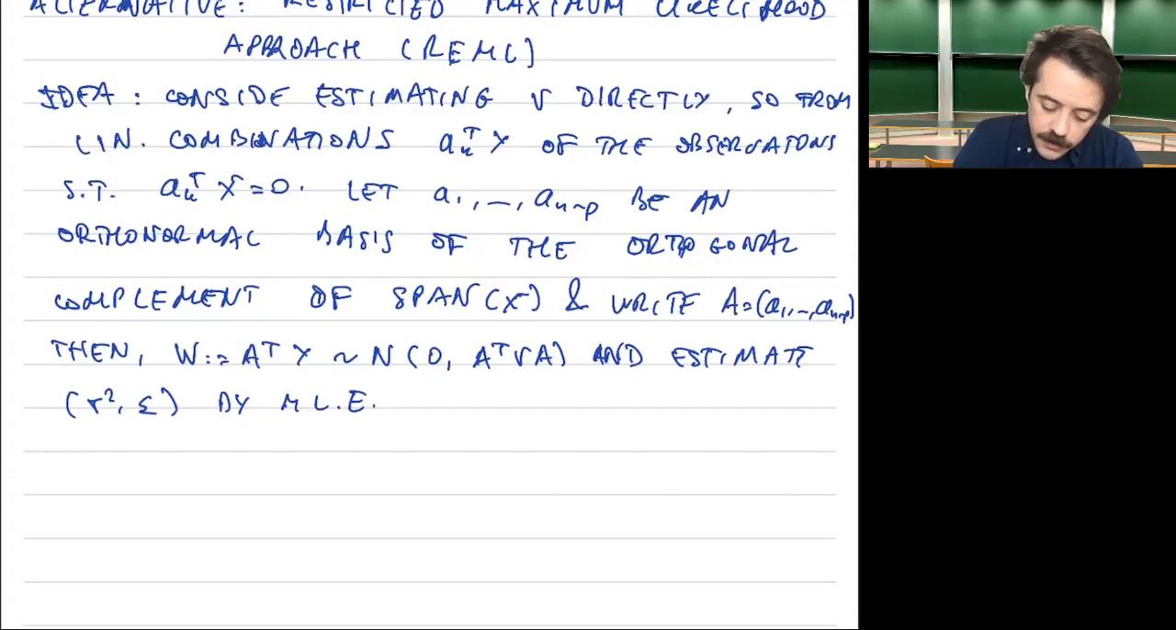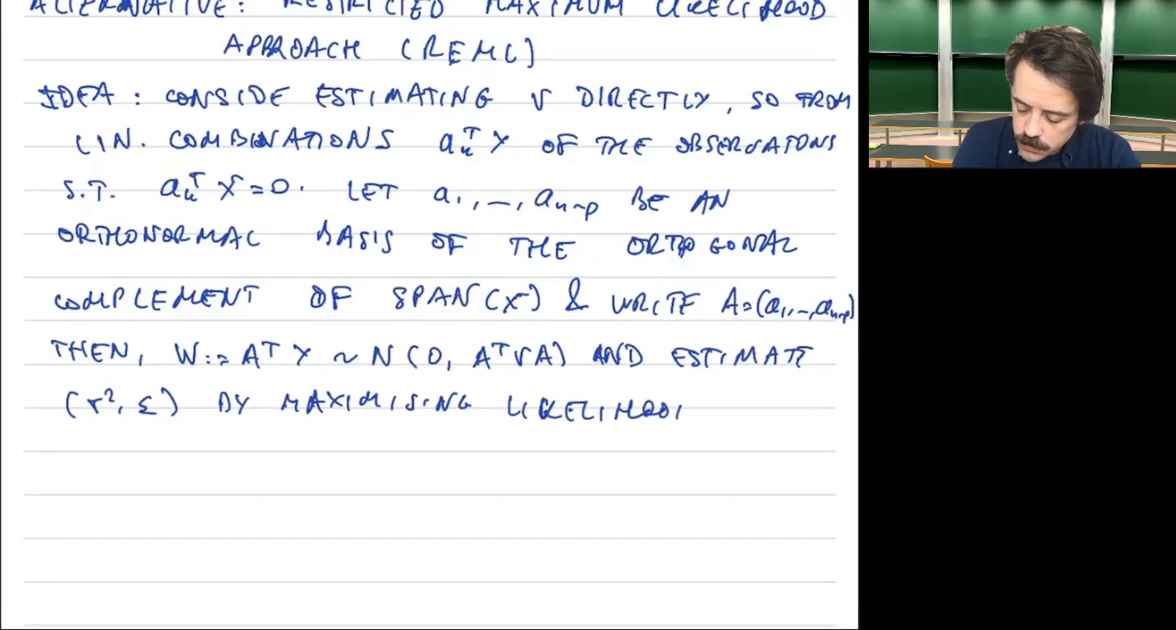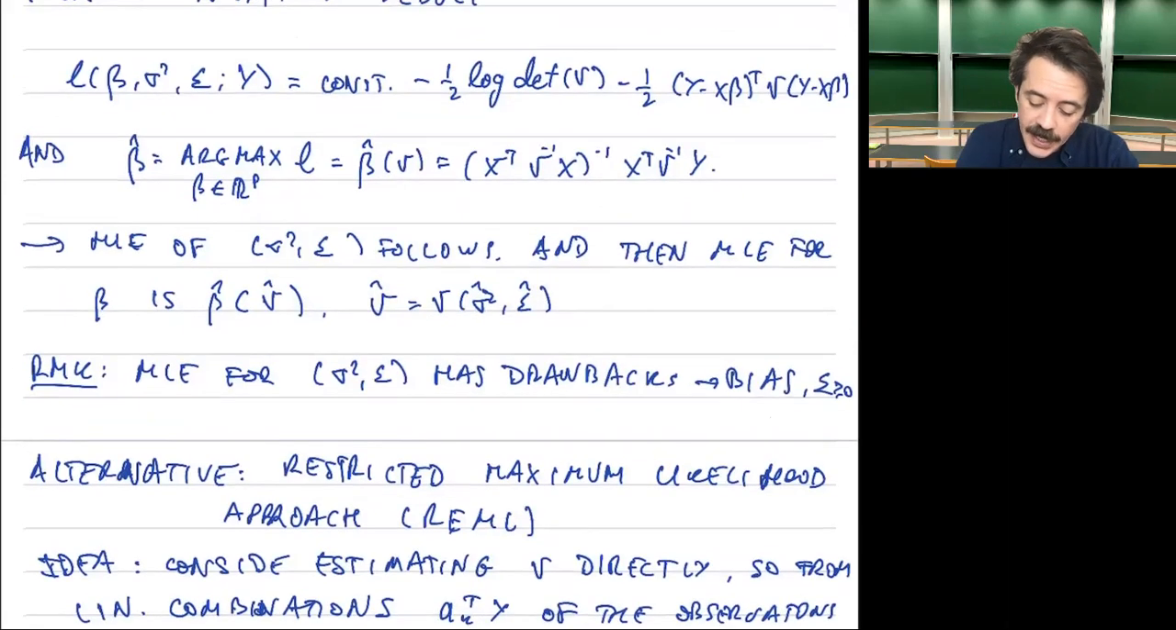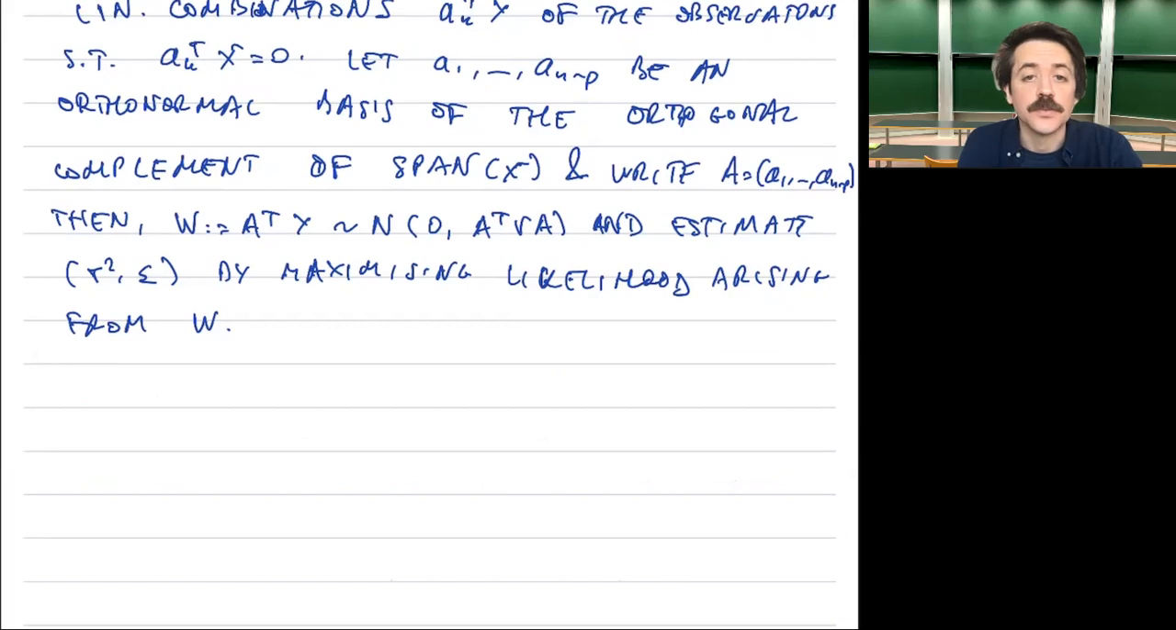Let me say it explicitly: by maximizing the likelihood arising from this W. By the way, of course, this will change the values of the beta, because we estimate this, and then we plug it into the beta hat expression that we had above, and so it will change the estimator for beta as well.